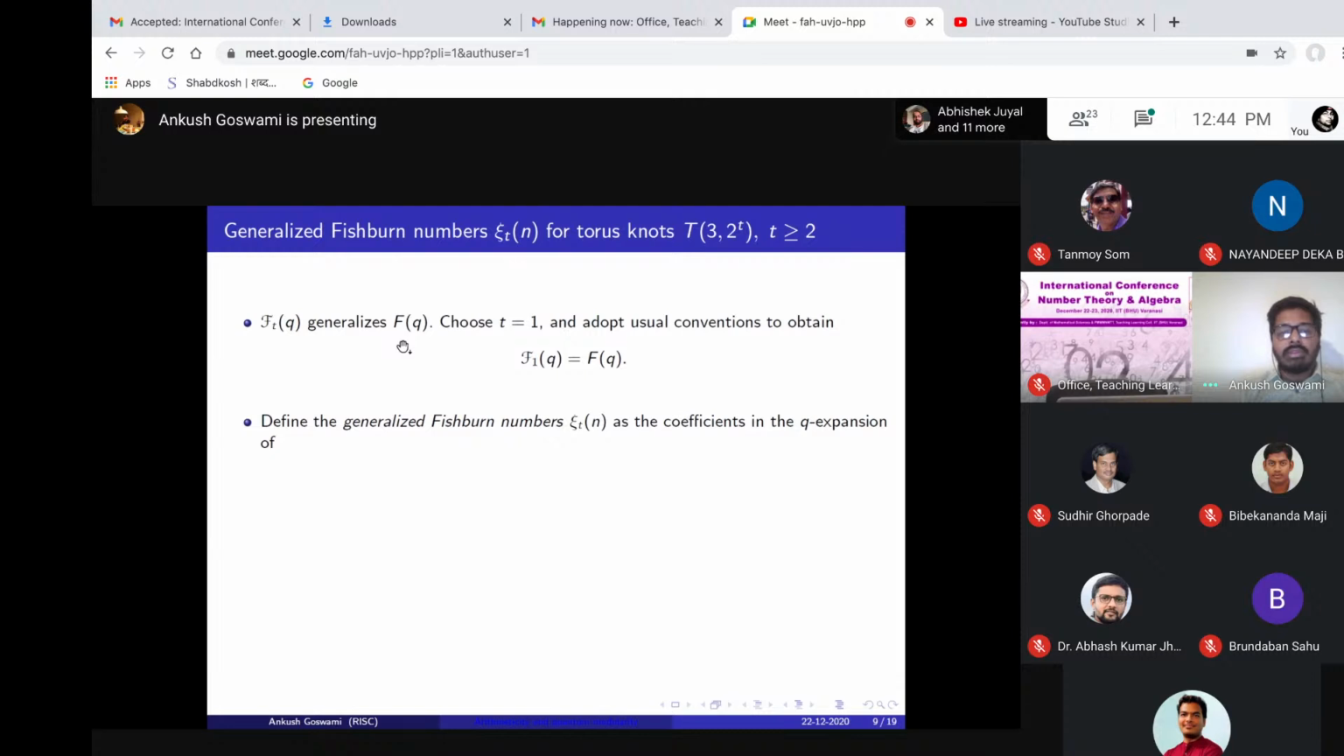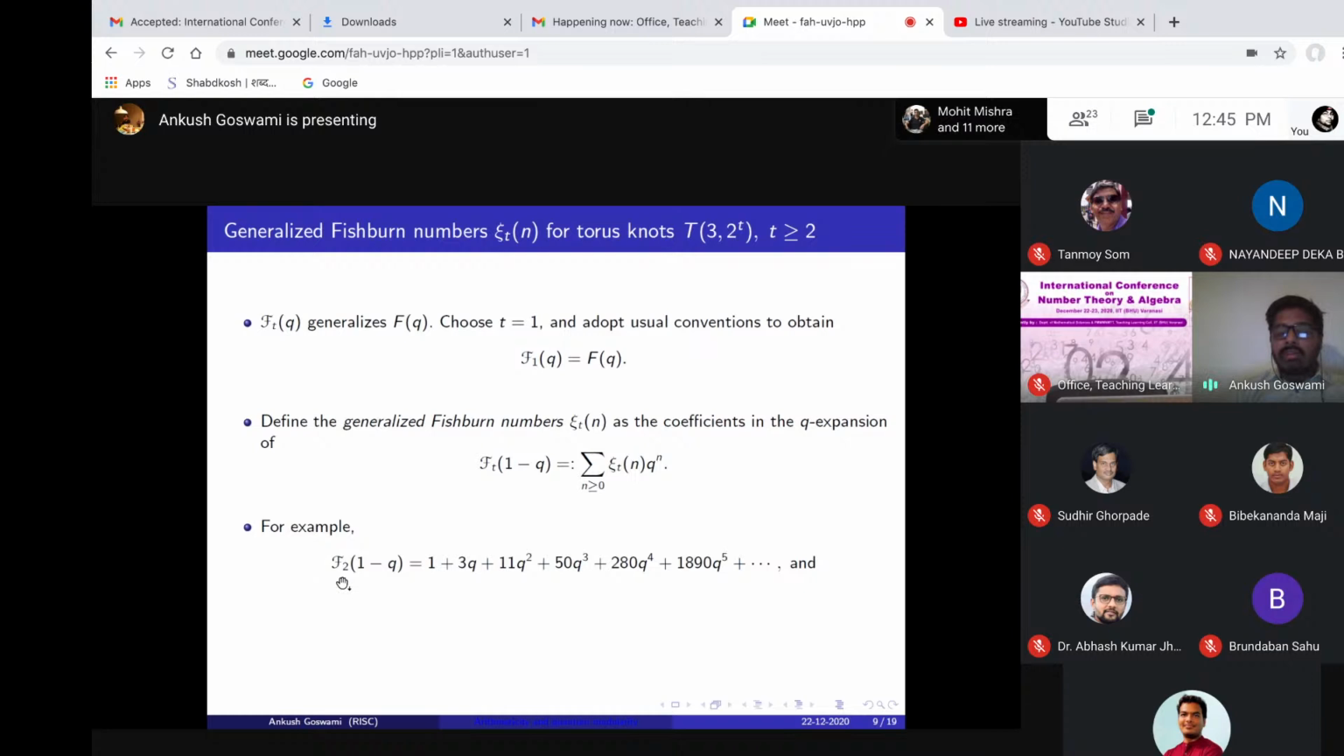And now one can define these generalized Fishbone numbers, xi_t of n, which are the coefficients in the Q series expansion of this function F_t of 1 minus Q. It is in the same way that we define the Fishbone numbers. So the Fishbone numbers are defined as the coefficients in the Q series expansion of F of 1 minus Q. Similarly, we define these generalized Fishbone numbers as the coefficients in the Q series expansion of F_t of 1 minus Q. And then if you choose t equals 2, and if you write the Q series expansion of F_2 of 1 minus Q, these are the first few terms in the expansion. And similarly, if you choose t equals 3, the right-hand side gives you the first few terms in the Q series expansion of F_3 of 1 minus Q.